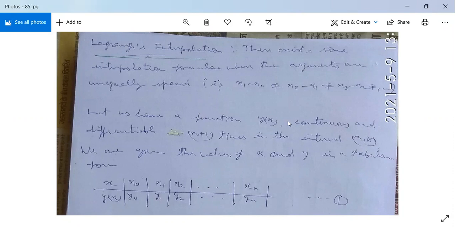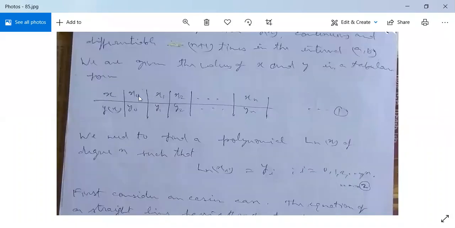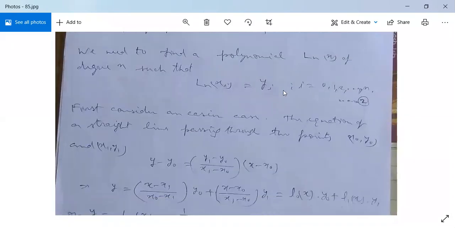Let us have a function y(x) which is continuous and differentiable n plus 1 times in the interval (a, b). Now we are given the values of x and y in a tabular form. See the table. Values of x are in the first row, x0, x1, x2, so on, xn, and values of y are in the second row, y0, y1, y2, so on, yn. We need to find a polynomial Ln(x) of degree n such that Ln(xi) is equal to yi for i equal to 0, 1, 2, so on, n.